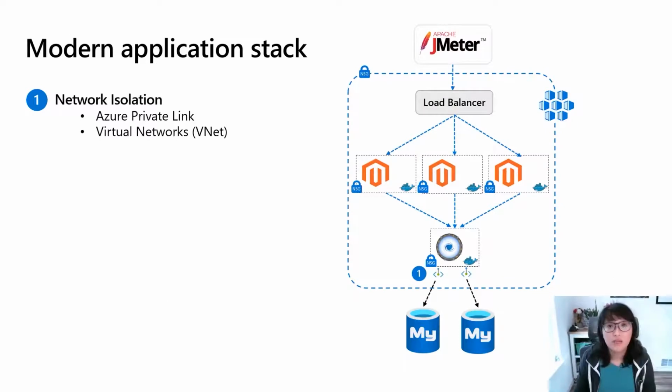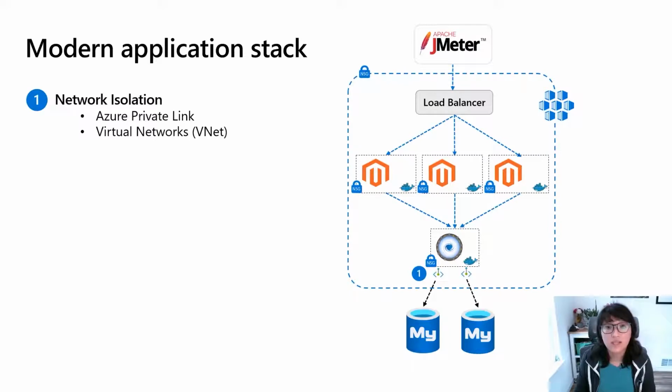So now that we've talked about some traditional security gaps, I wanted to highlight how Azure Database for MySQL's innovations can help protect against some of those gaps. The first is really around network isolation, and to do that, we provide varying levels of isolation for different networking solutions, and this includes Azure Private Link as well as virtual networks.